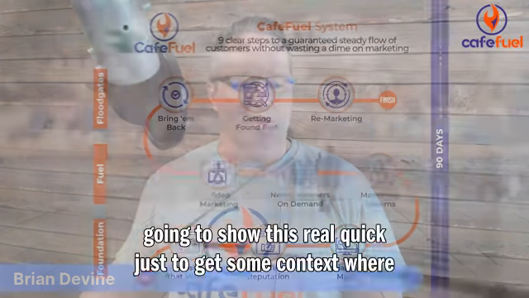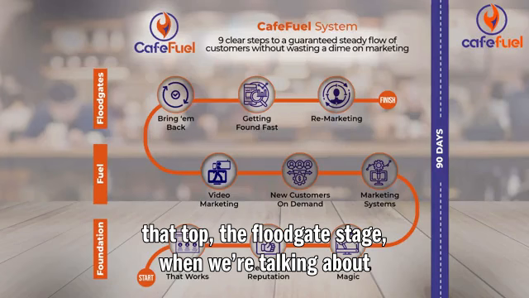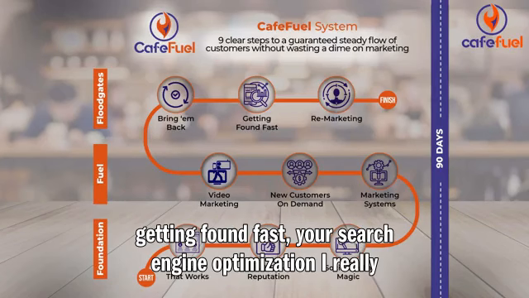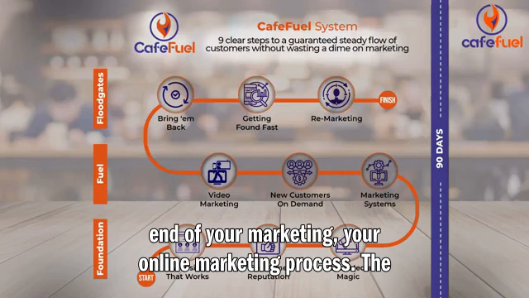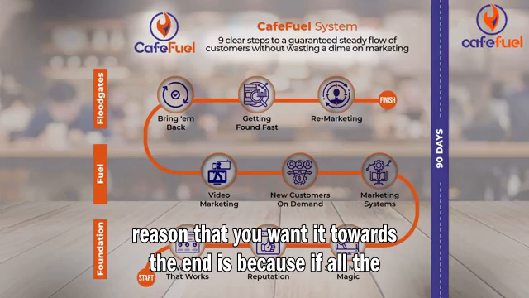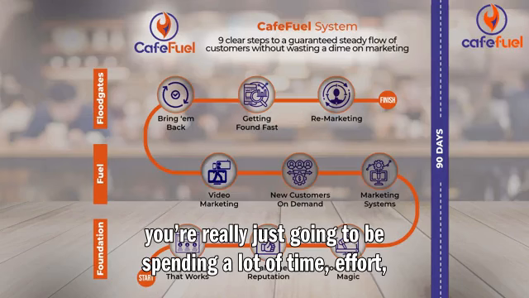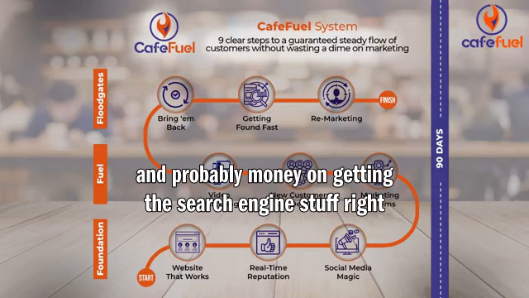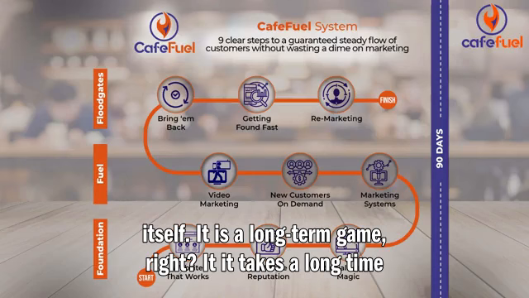So I'm going to show this real quick just to get some context. We're at that top, the floodgate stage, when we're talking about getting found fast, your search engine optimization. I really want to make sure you're thinking about this towards the end of your online marketing process. The reason that you want it towards the end is because if all the other things are not in place and are not doing well, then you're really just going to be spending a lot of time, effort, and probably money on getting the search engine stuff right, but it's not going to have the necessary impact to pay for itself. It is a long-term game, right?